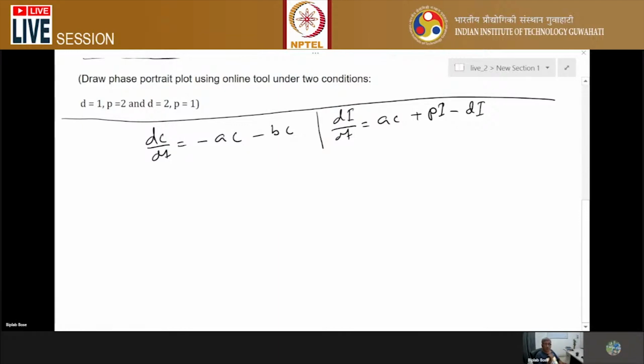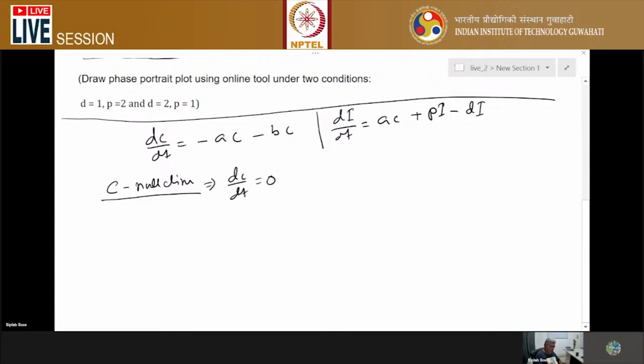First, and remember, please practice drawing null-line plots. This is important to learn the subject as well as for exams. So what is a null-line plot? First, I will do the C null-line. By definition, the C null-line will be where dC/dt equal to 0. That means dC/dt equal to 0.